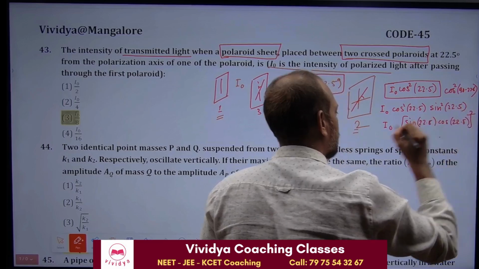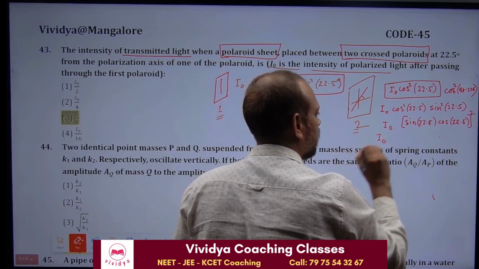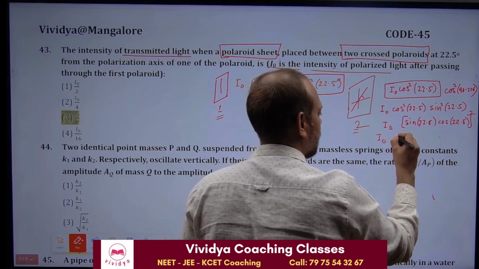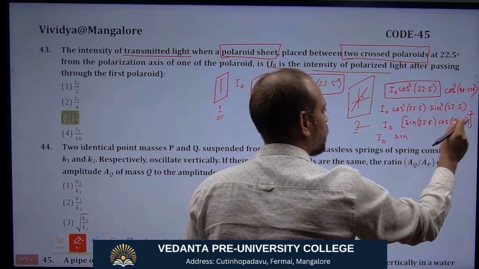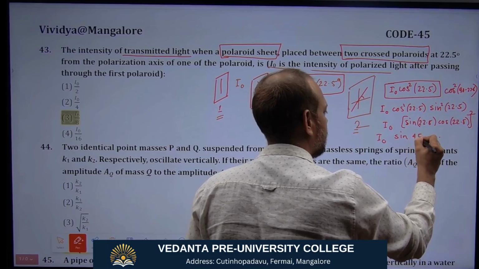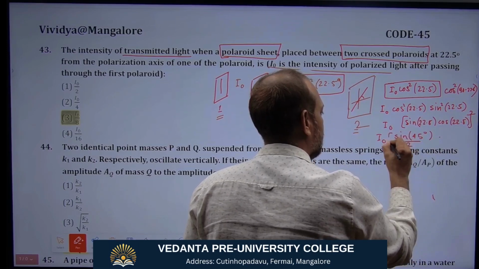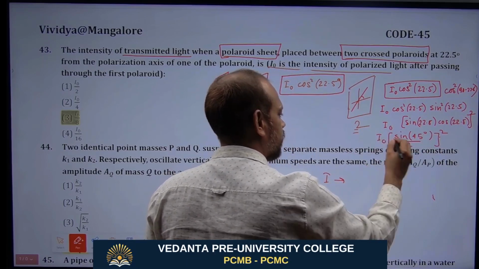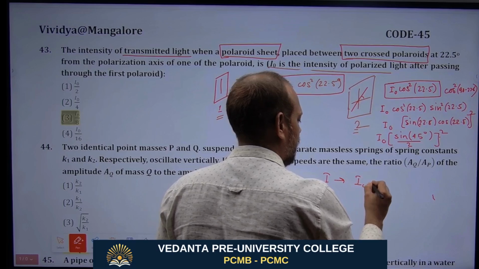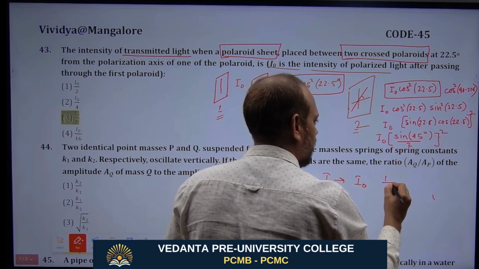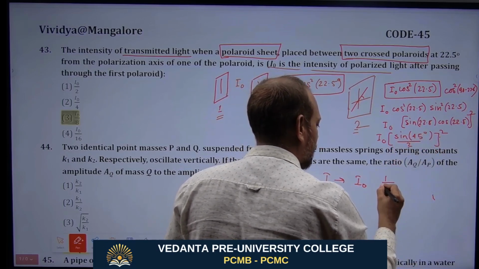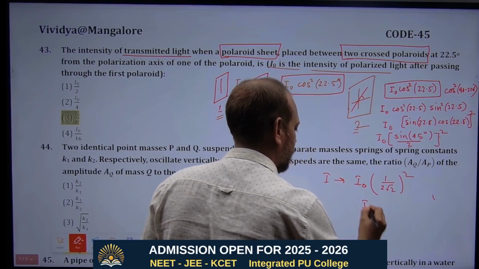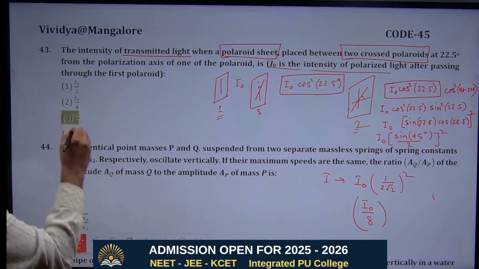And square of that. Let us calculate this. It will become I naught, and sine theta into cos theta is sine 2 theta by 2. That formula you have to use. So it will become sine of twice of 22.5, which is 45 degrees, divided by 2, and then you have to square it up. So what do you get? The total intensity that passes through will be I naught, and here you will get sine 45 degrees as 1 by root 2, then it will become 1 by 2 root 2, and you square it up. Then what do you get? I naught by 8, so your answer will be I naught by 8.